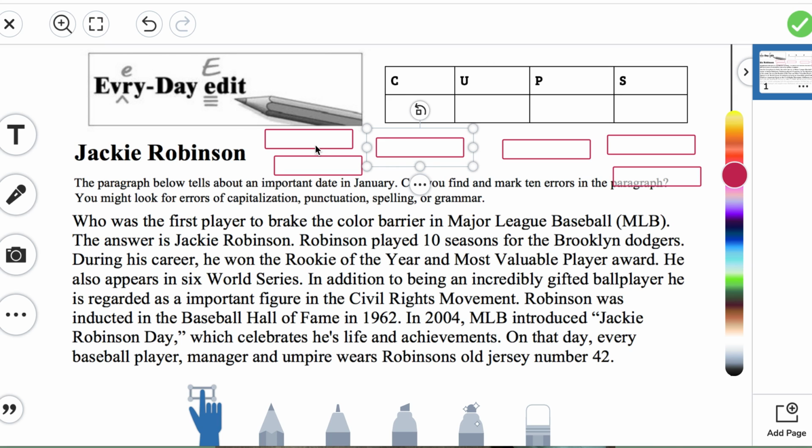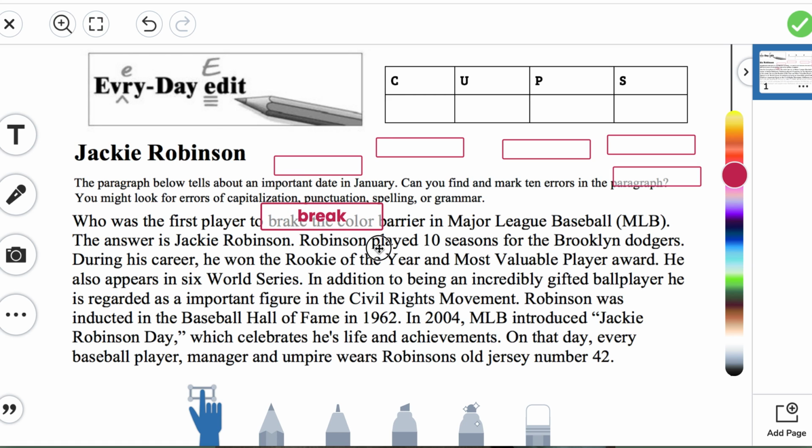Let's look at the first sentence. Who was the first player to break the color barrier? We have a word that is a homophone word. It sounds the same, but it's spelled differently, meaning it has a different definition. We're going to move one of our text boxes above the word break, and we're going to spell it B-R-E-A-C. I'm going to make this big so you can see.